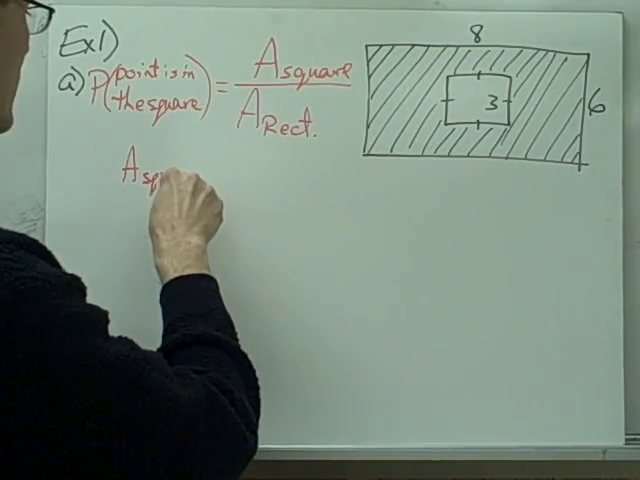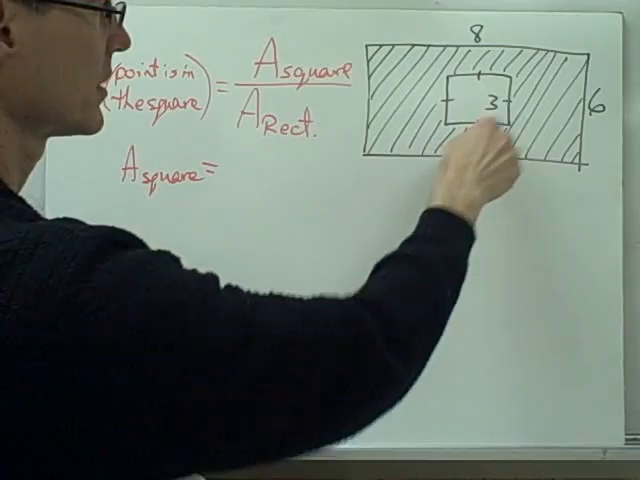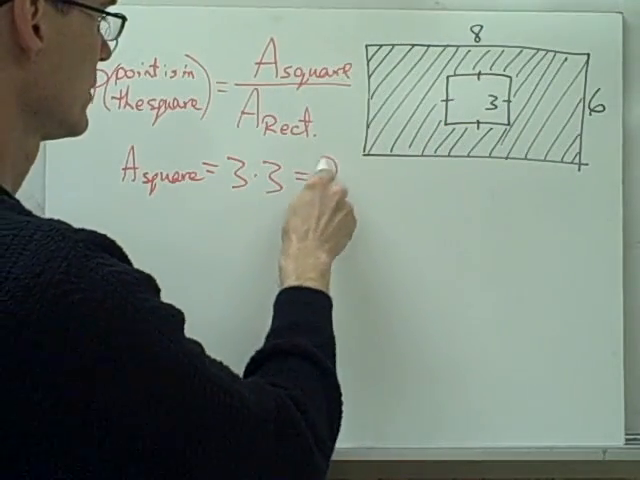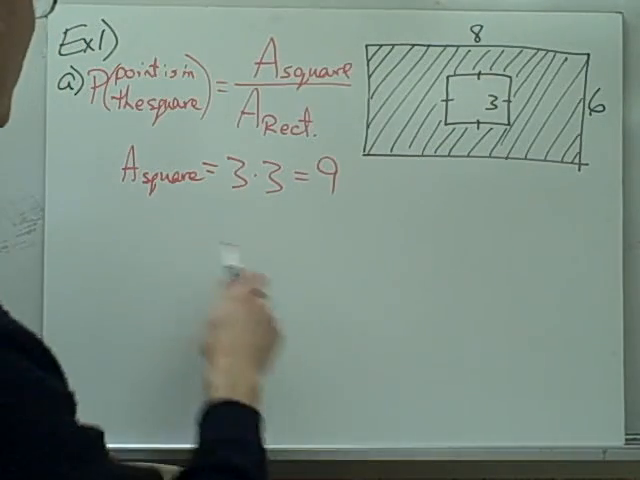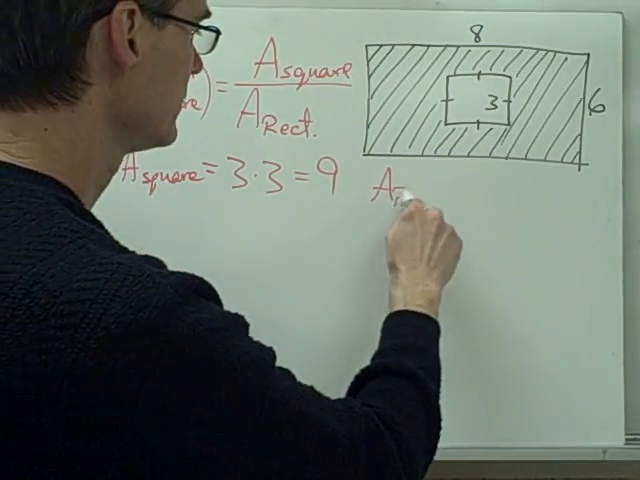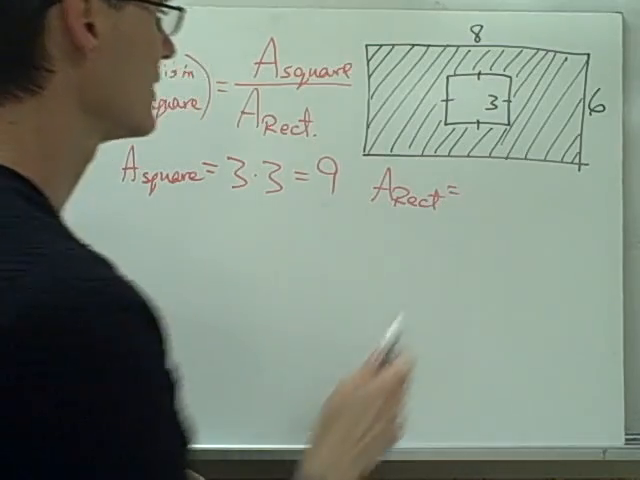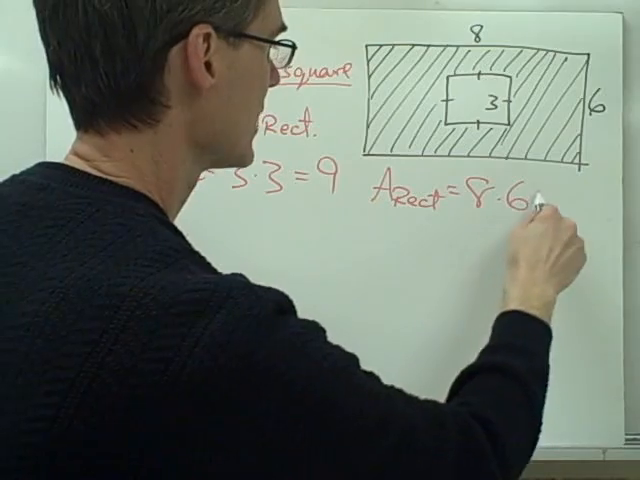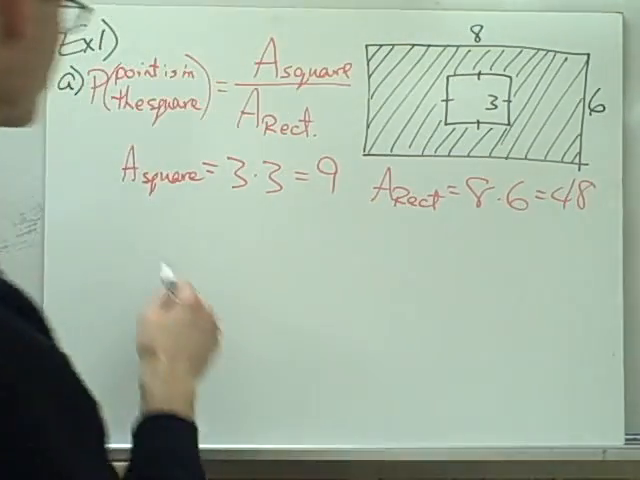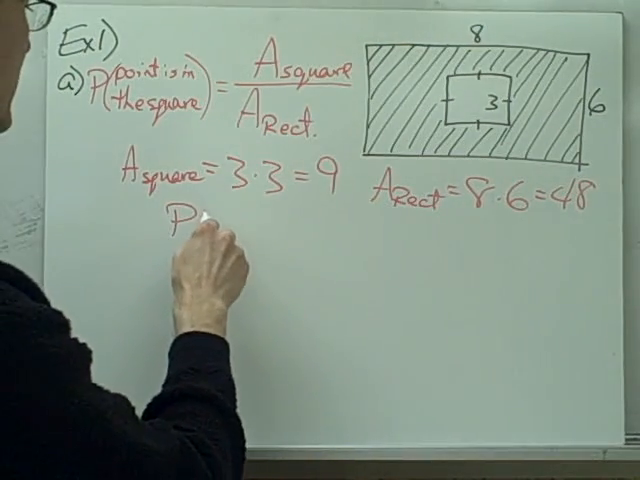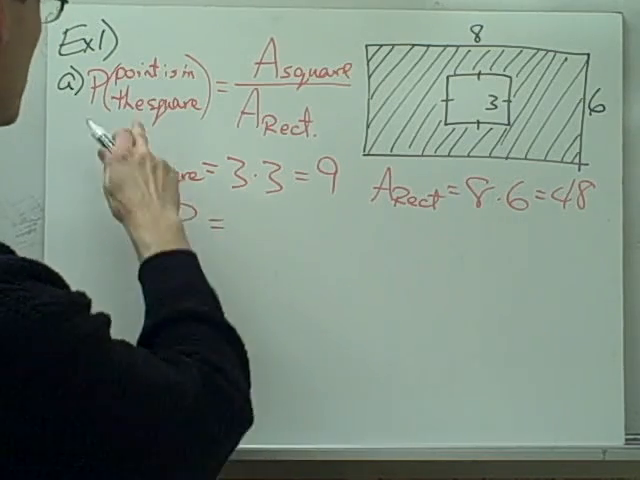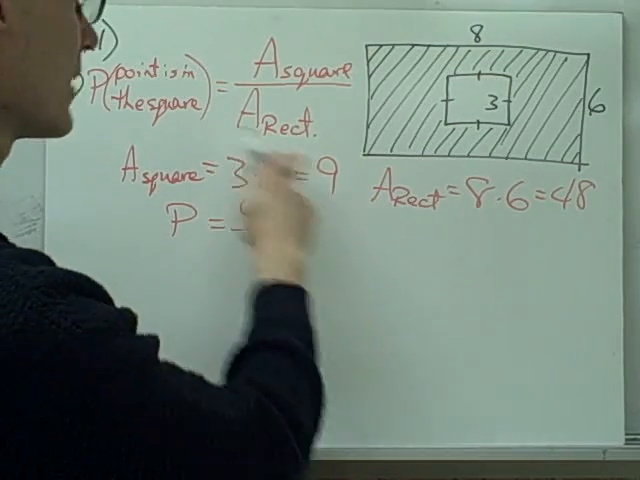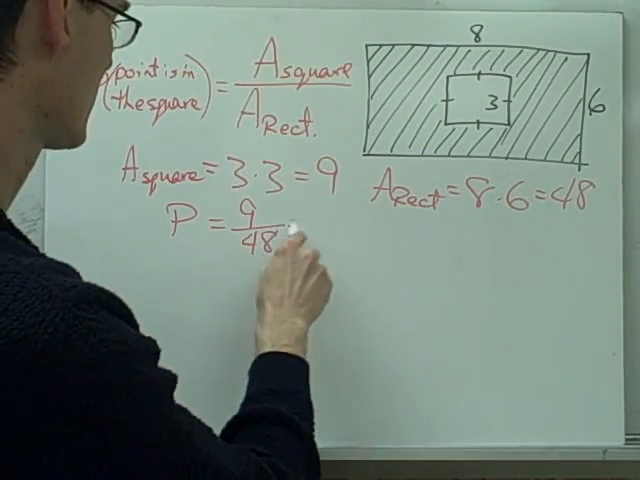The area of the square is just side times side. In this case, the side of my square is 3, so the area of my square is 9. I need the area of my rectangle. I know how to calculate that; it's just base times height, so that's 8 times 6, which is 48. Now I can calculate my probability. The probability that my point is in the square is the area of the square, which is 9, divided by the area of the rectangle, which is 48.